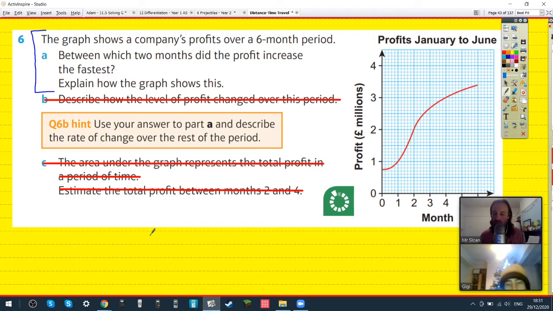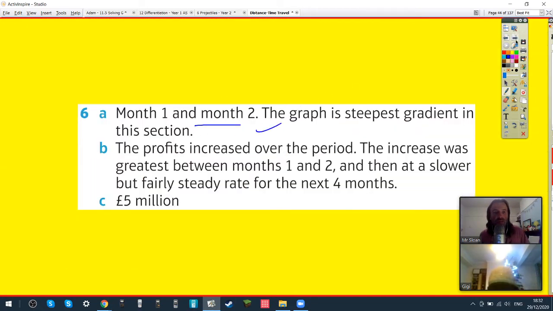It increases the fastest between month 1 and 3. And they phrase it strangely. Let's say, in what one month period was the fastest growth? Oh, between 1 and 2. Yeah, so that's what they intended to ask: between which two months? Between month 1 and month 2. That's what they meant. Month 1 and 2, steepest gradient.